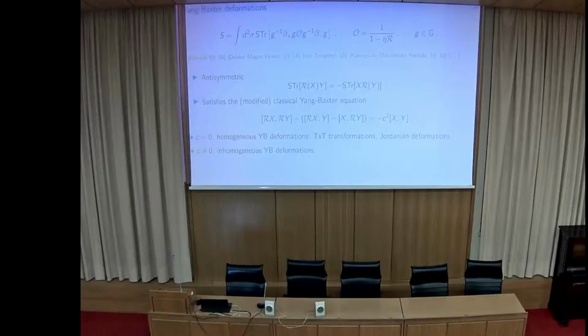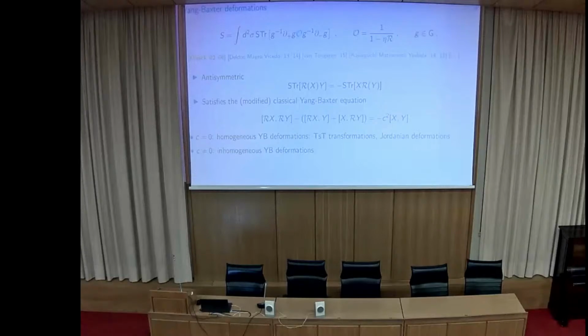One of them is that it needs to be antisymmetric, and then it also needs to satisfy the classical Yang-Baxter equation. This classical Yang-Baxter equation can come in different forms, depending on what you have on the right-hand side here. Yesterday we mostly saw the case where c is equal to 0, which is the standard classical Yang-Baxter equation. This is the homogeneous Yang-Baxter deformation, and these TST transformations are just a special case of that. So in all these cases that I described, at least the one where you just act on the curved part of the background, you can find the operator R that generates these TST transformations. And then you can also do something more, in particular these Jordanian deformations.